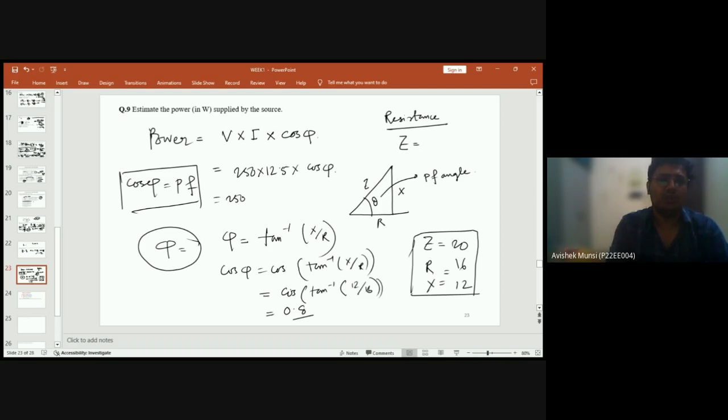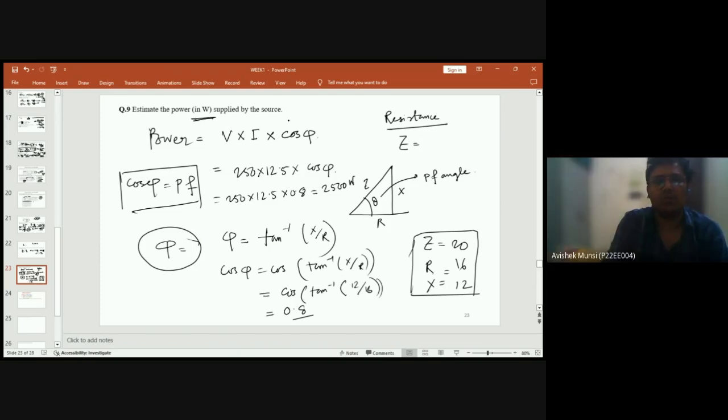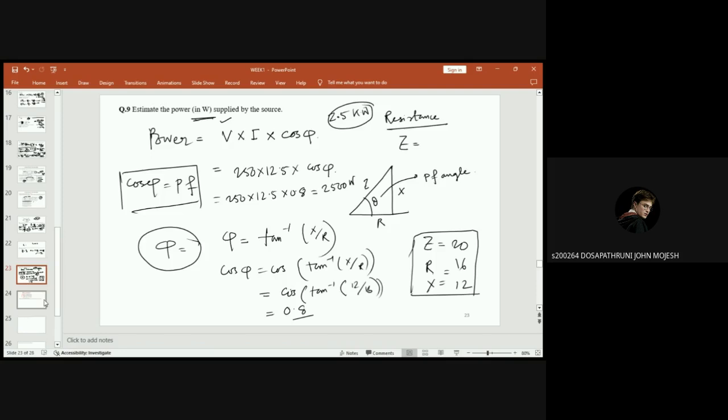It is 250 into 12.5 into 0.8. We calculated what will be the value, that is 2500 watt. You were asked to answer in watt. Many of you have answered like 2.5 kilowatt. So if you're asked to answer in watt, try to answer in watt. Otherwise, you will get negative marks.